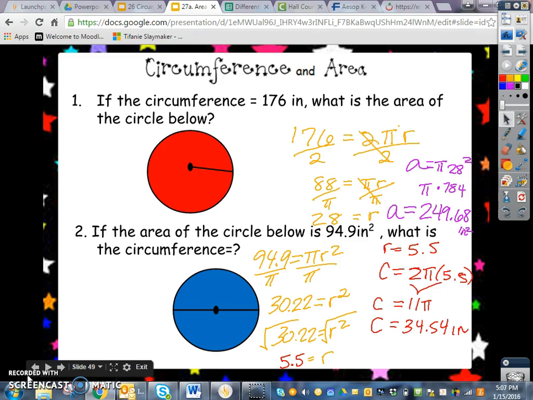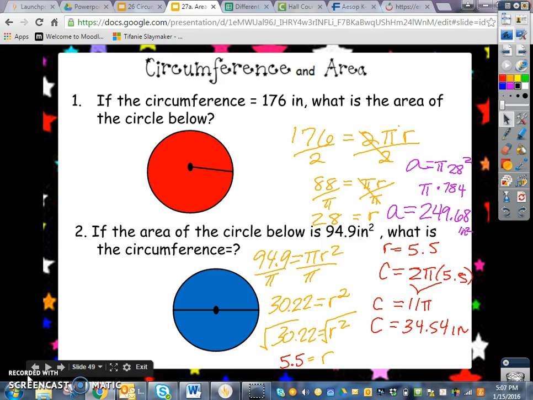Okay, so like number one, it's giving us the circumference, but then it's asking us for the area. So we're starting at circumference. We're taking what we know about circumference, writing the formula for circumference, solving for a variable that is related to the area, which we know is the radius, and then we can find the area by using the radius that we have discovered.